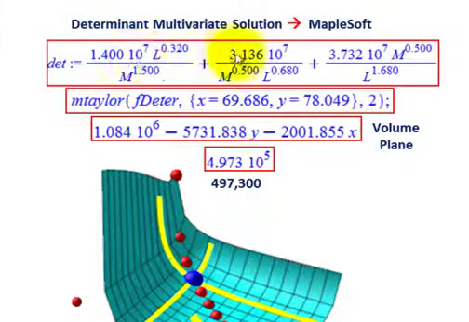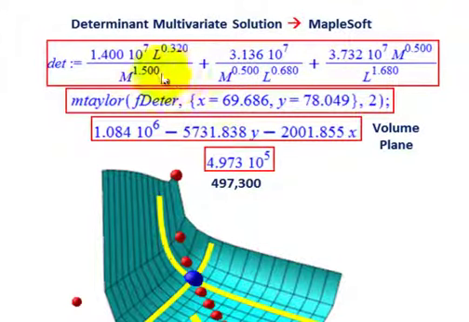Now to attach some numbers to our example. So we start with our determinant, our multivariate solution, and incidentally I'm using MapleSoft for all my calculations. So this is my determinant, that 3x3 matrix essentially. What I do with that determinant, the solution, is take a Taylor expansion of the determinant, and it's really a 2-degree expansion at some specific quantities that we're looking at, x or m at 69.68 and y or the labor at 78.49.